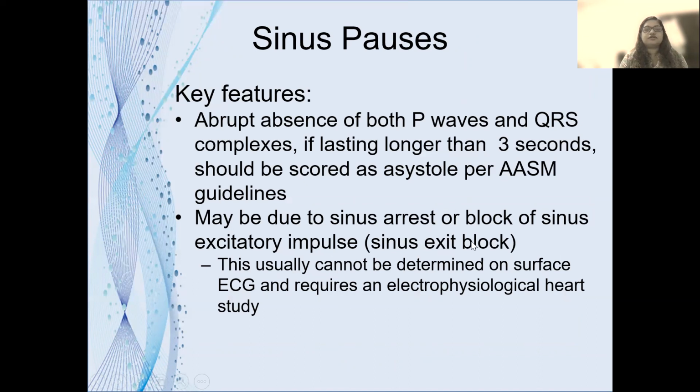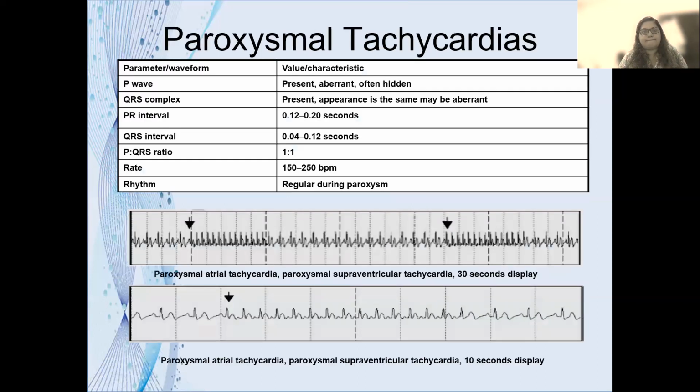But if the isoelectric line is lasting for 3 seconds, then we call it asystole. There is no cardiac output. It can be due to sinus arrest or block of the sinus excitatory impulses. So this usually cannot be determined on surface ECG and requires an electrophysiological heart study. So you have to do further investigations for this patient.